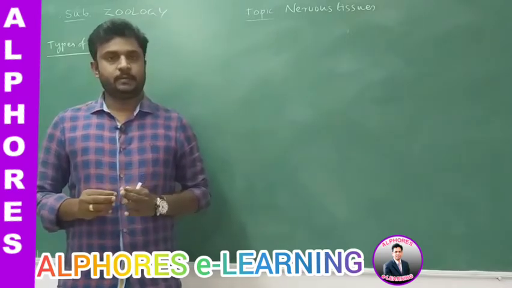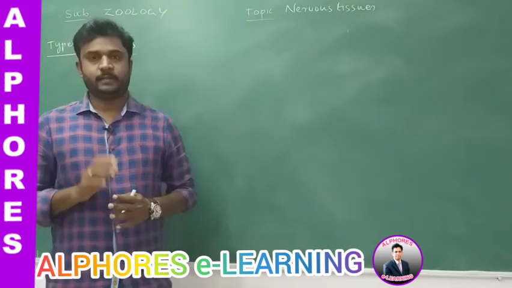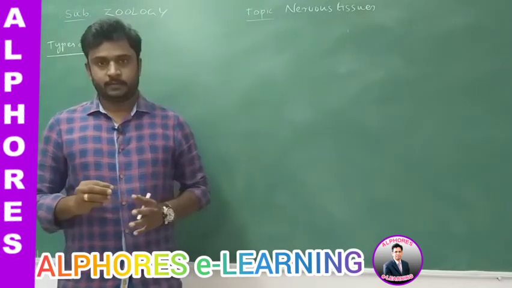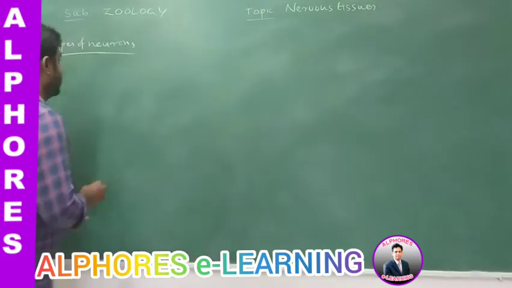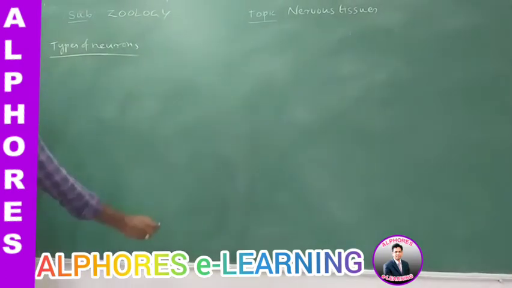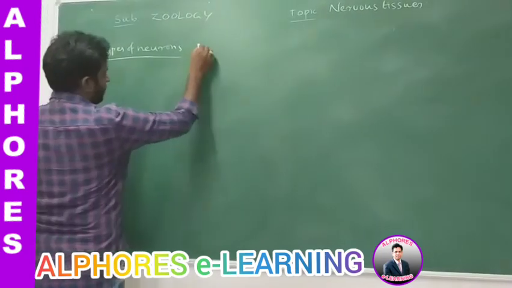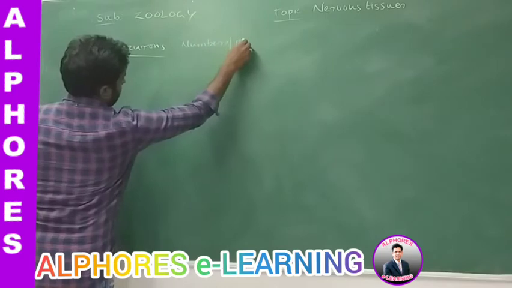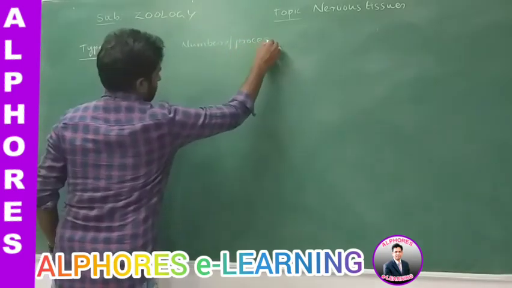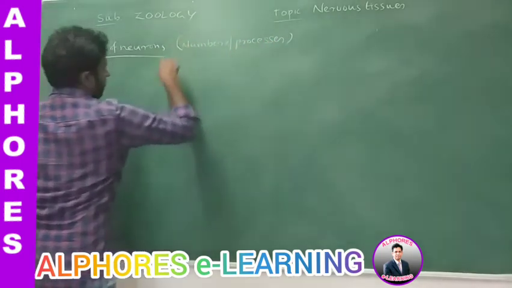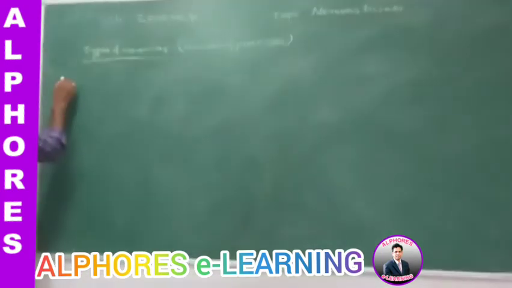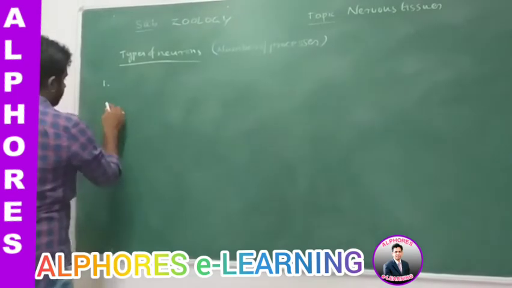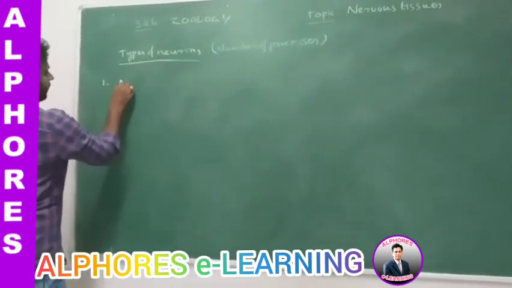Based on the number of processes, five types of neurons are present in human beings. So, types of neurons based on the number of processes. The first type of neurons are non-polar.